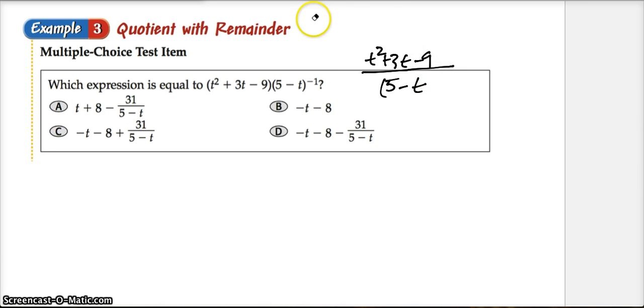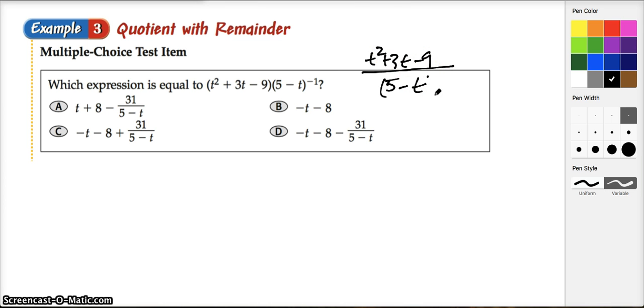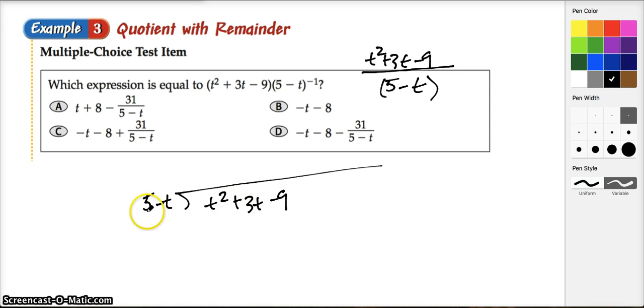So anyway, I don't need the 1 there. I'm just going to leave it as 5 minus t. So this is the same thing as this. And so now I know when I see something like that, I've got to do some division. So let's go ahead and do the division we need to do. So we've got 5 minus t on the outside, and we're dividing it into t squared plus 3t minus 9. Now this is written a bit oddly, to be honest, but we'll manage it. We're going to actually follow along with the t.